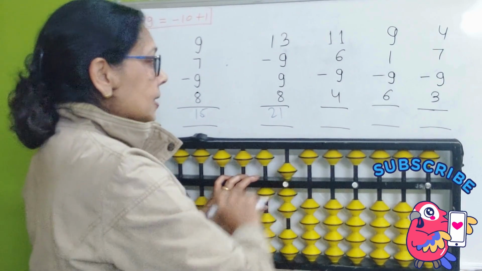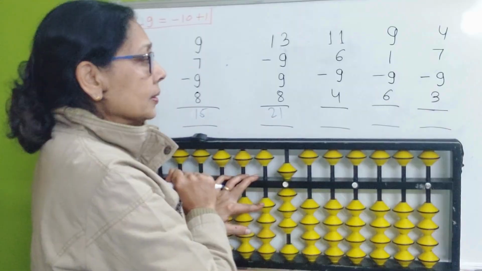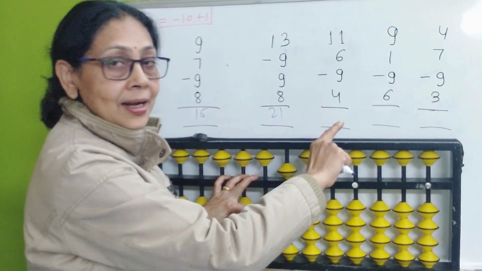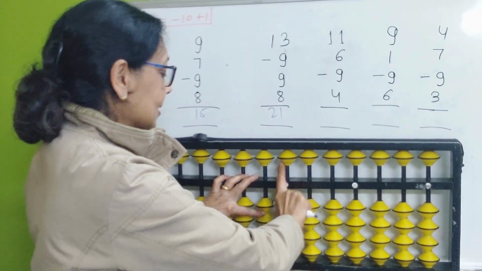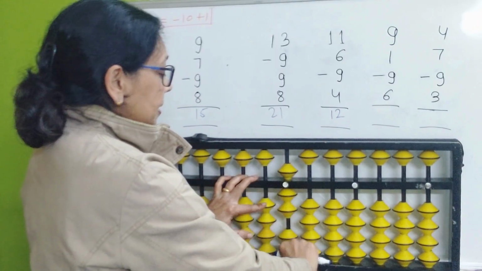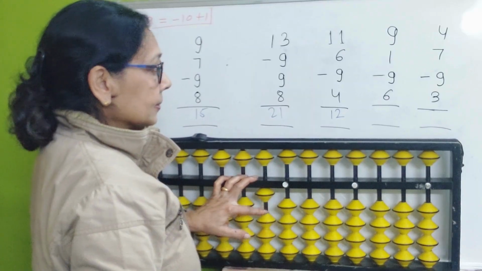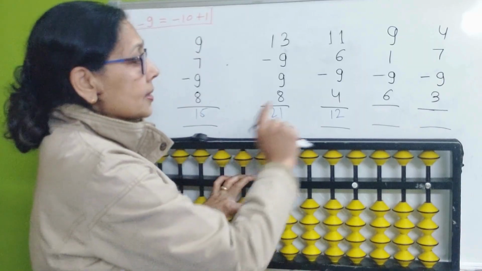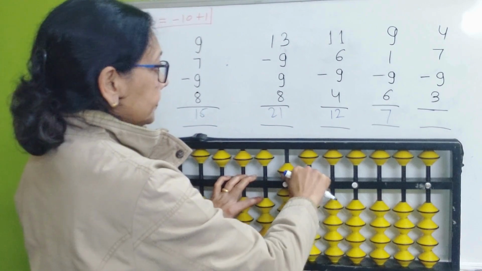11. 6. Less 9. Less 10, add 1. Now you have to add 4. So we had learned this: less friend, add 10. The friend of 4 is 6. So less 6, add 10. This is 12. Next number, 9. 1. Less 9, add 10. Okay. Less 9. 10, add 1. 6. So this is 7.